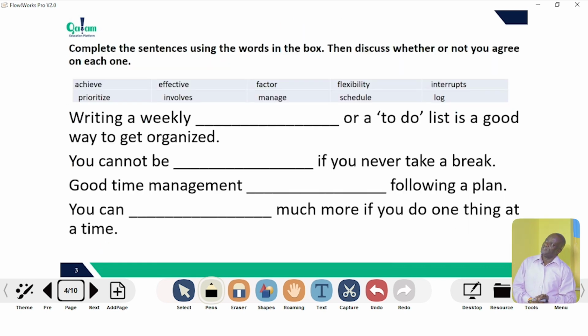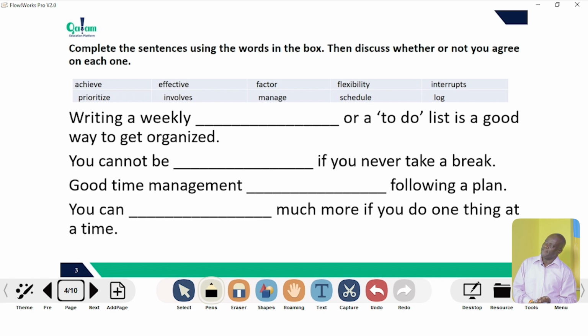Complete the sentences using the words in the box. Then discuss whether or not you agree on each one. There is achieve, prioritize, effective, involves, factor, manage, flexibility, schedule, interrupts, log. So I will do for you the first one, then you do for me the rest.